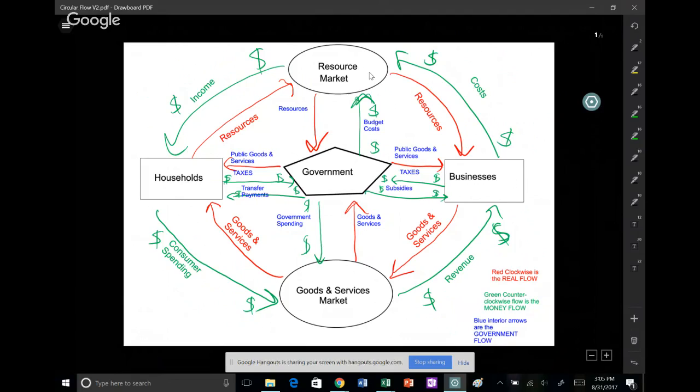I'd have to make a three-dimensional model that looks like a cylinder to include foreign governments, households, and businesses, and it becomes just too unwieldy. So please understand, this is not the grand unification model with everything in there. This is just the internal workings.